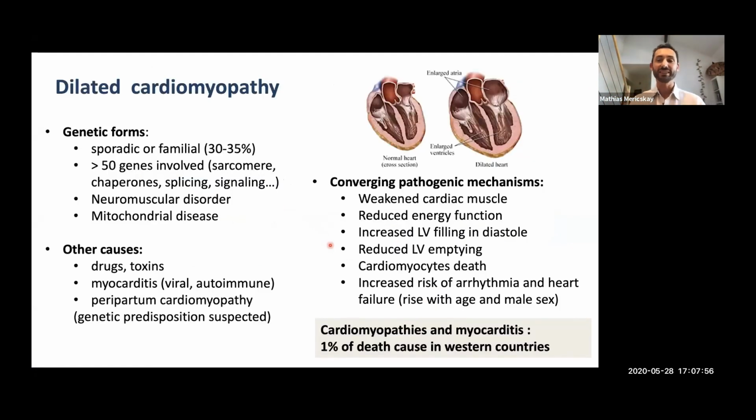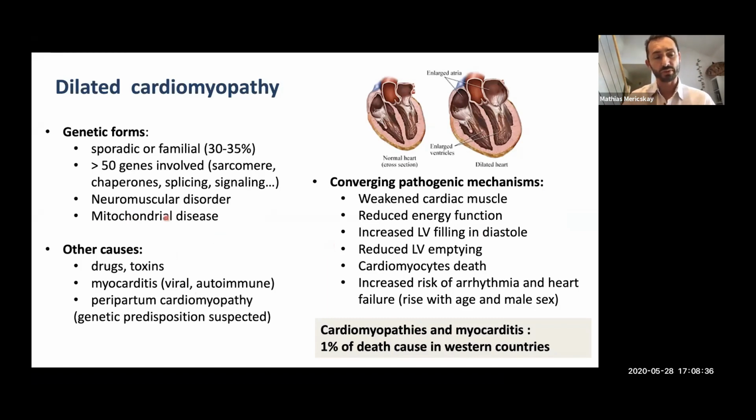So we're interested in dilated cardiomyopathy. It's a disease which has a major contribution from genetic mutations, supposed to be involved in 30 to 35% of the DCM manifestation in clinics in the form of sporadic or familial mutations. And it involves many genes with very different functions, going from sarcomere, cytoskeleton, cell adhesion, chaperone, splicing, signaling. It's kind of amazing, the vast diversity of genes involved in this disease, which ultimately end up in a similar pathology in a way.